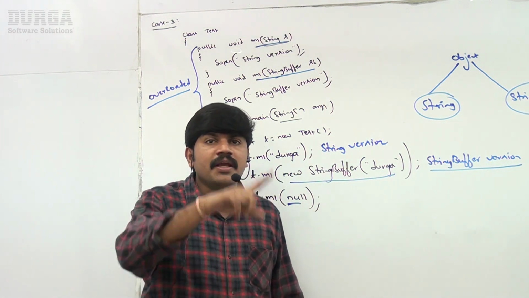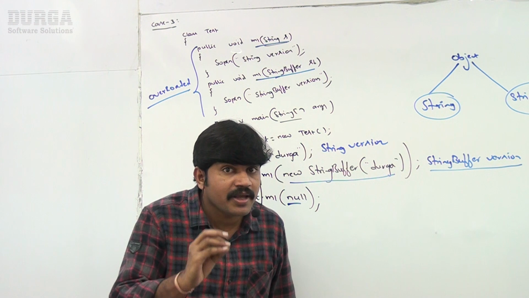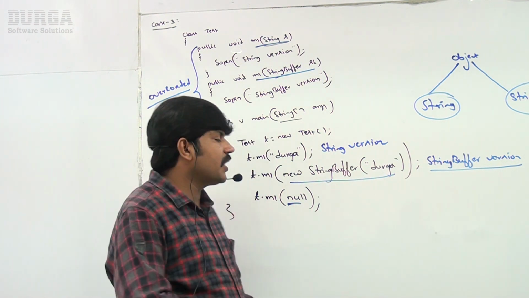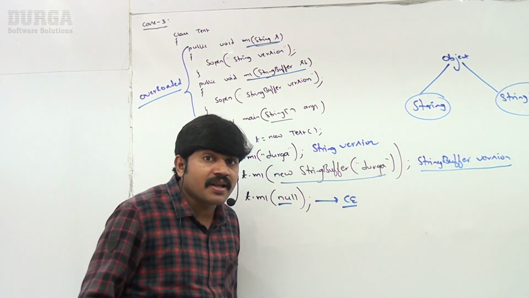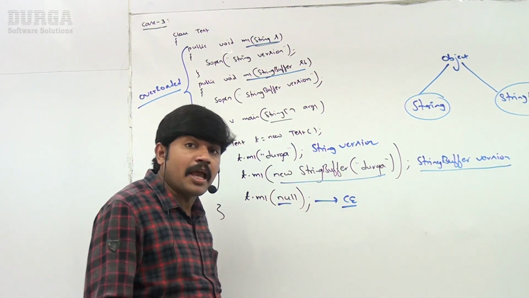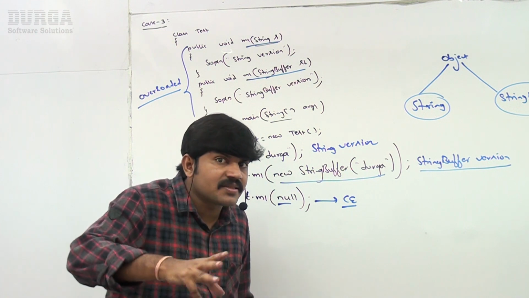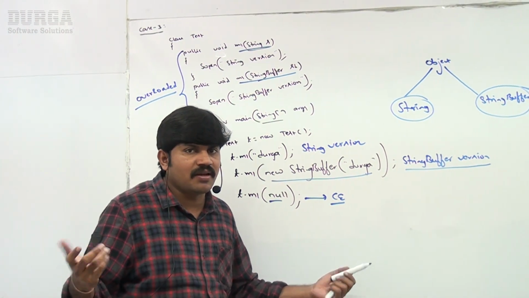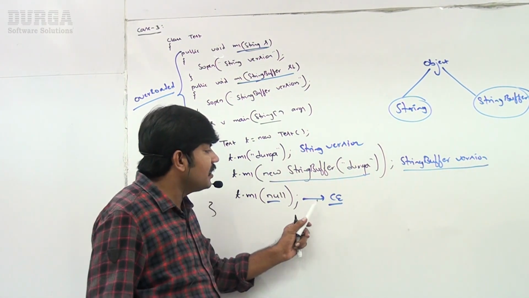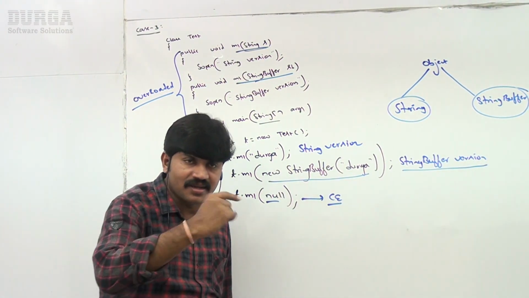Then the compiler is left with a big question mark. If the compiler faces any problem, it immediately raises a compile time error: reference to m1 is ambiguous. Both methods got matched. The compiler says it is not in a position to resolve which method you want, so it can't compile. That is the compile time error we are going to get.